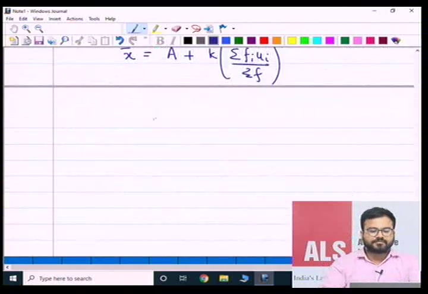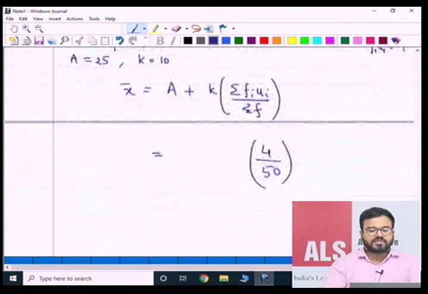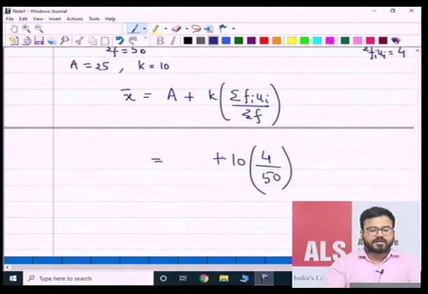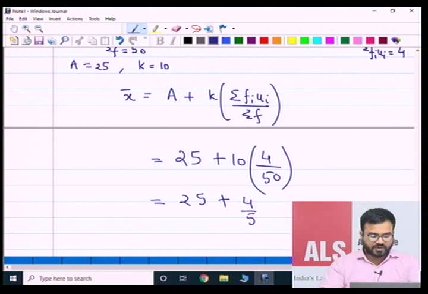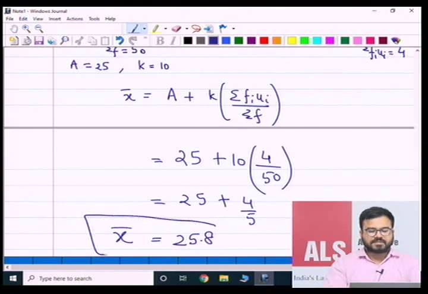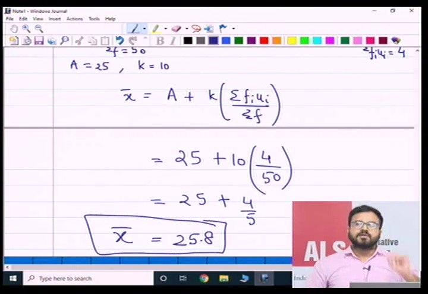So it will be 4 divided by 50 is the mean, multiply by k. So k value was 10, so multiply it by 10 and then we have taken a as 25. So it will be 25 plus 4 by 5, which is 25.8. Same procedure we have done, only thing is that the new introduced concept is the finding the x value, which is the class mark. That's it.